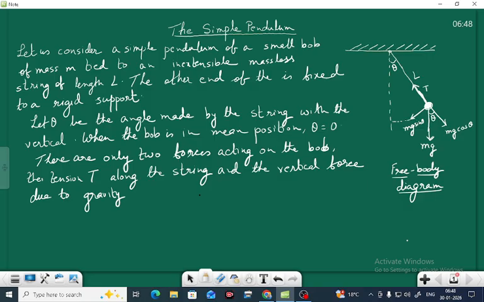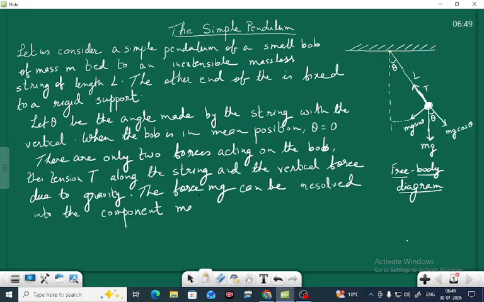So the force mg can be resolved into the components mg cos theta along the string, and mg sin theta perpendicular to it.